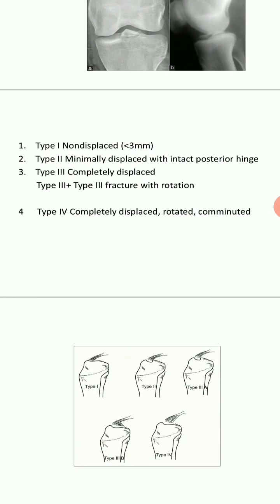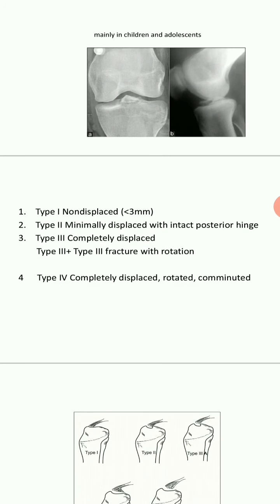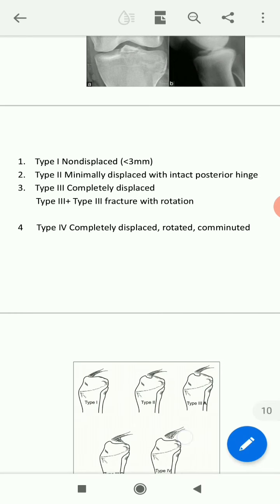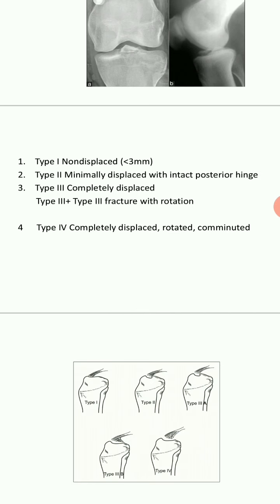the Meyers and McKeever classification, the ACL avulsions are further divided into 4 types. Type 1 is non-displaced, less than 3 mm. Type 2 is minimally displaced with an intact posterior hinge. Type 3 is completely displaced. Type 3B is type 3 with rotation of the fragment. Type 4 is a completely displaced and rotated comminuted fragment.